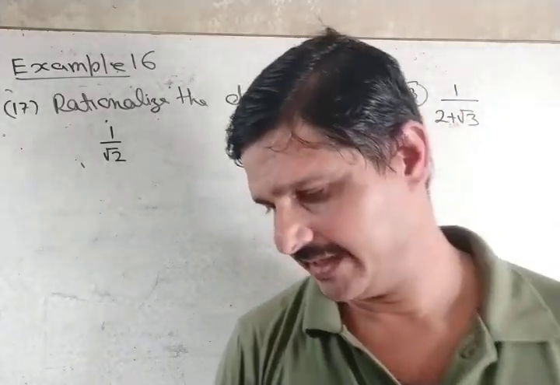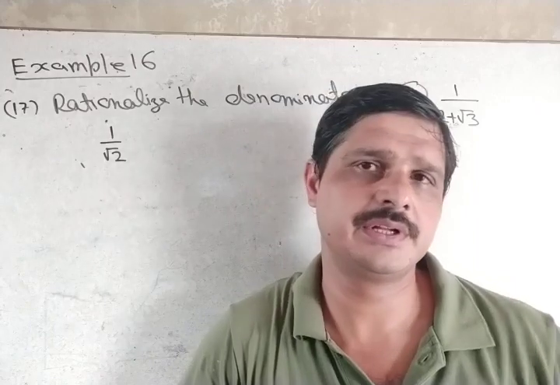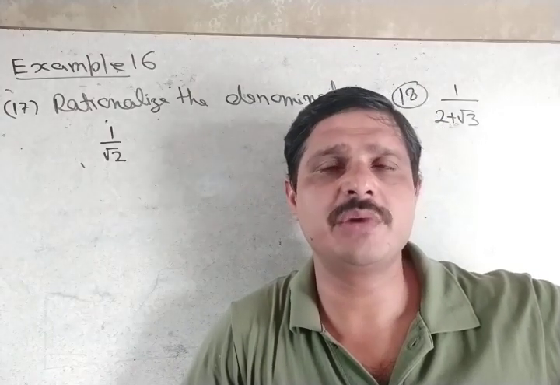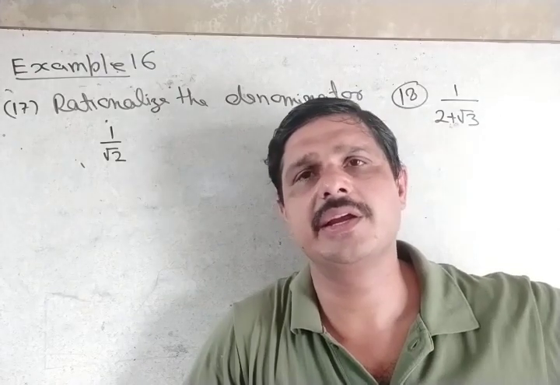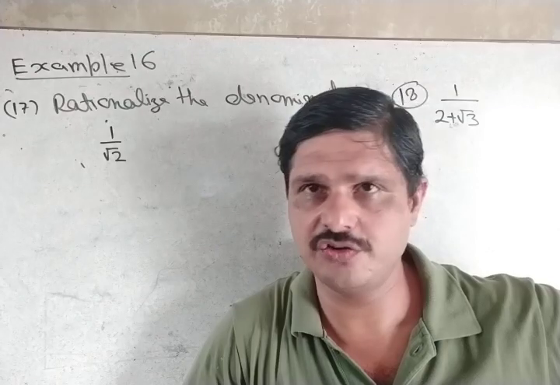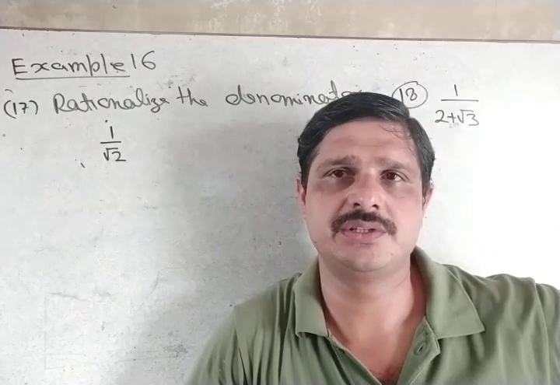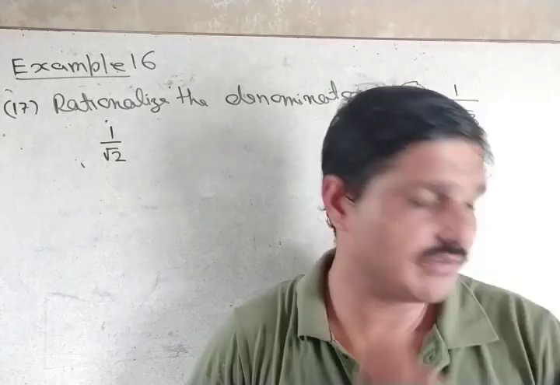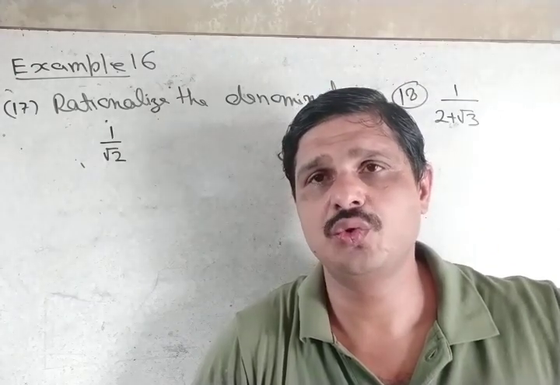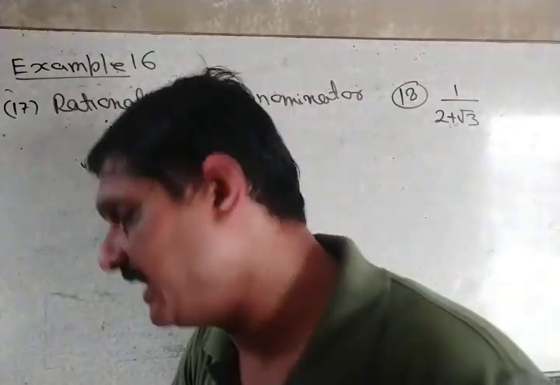Welcome back. In the previous video, I gave you the concept of rationalization. We have to multiply such a quantity in the denominator so that the irrationality of that denominator vanishes. So in the present case, we have 1 by root 2, and the denominator has root 2 as the irrational part. Then what should be multiplied with this?